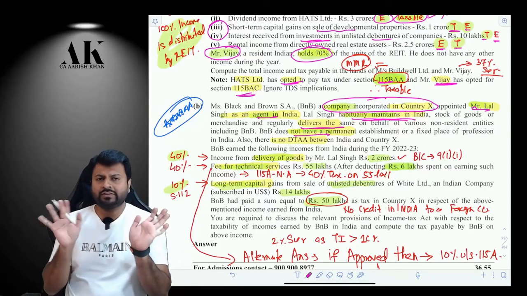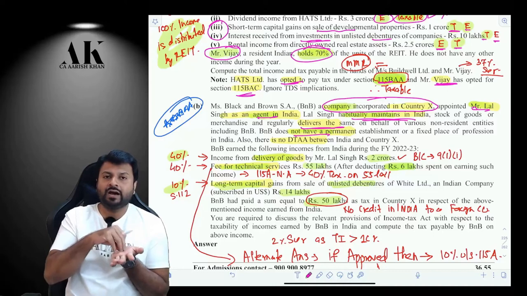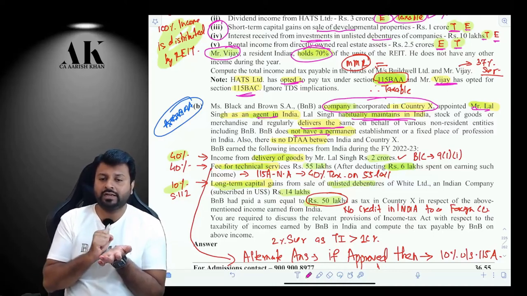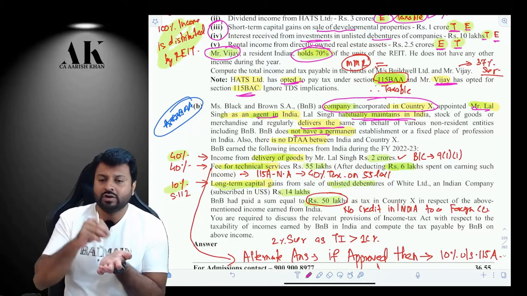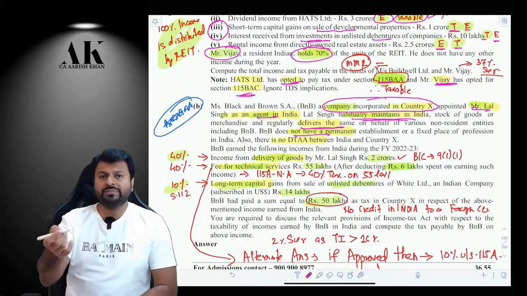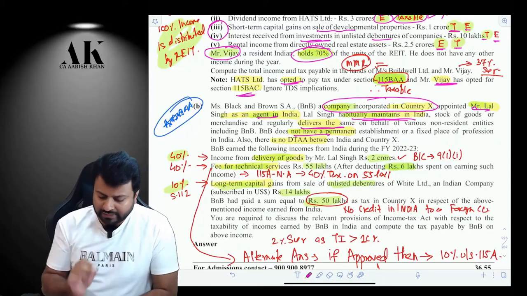They don't have any branch office or factory in India, but they have an agent in India who is habitually doing contracts on behalf of that particular entity, who is habitually maintaining stocks in India, who is delivering stocks in India. That amounts to business connection. Therefore, whatever delivery he has made in India will be subject to business connection. Okay. So we need to answer one by one.